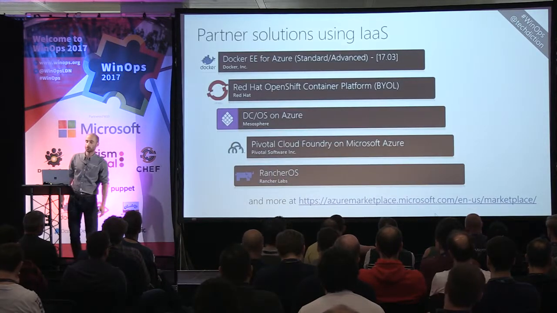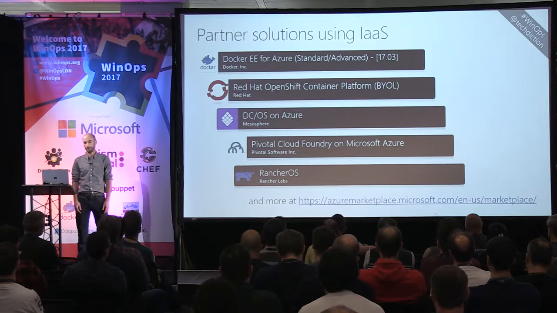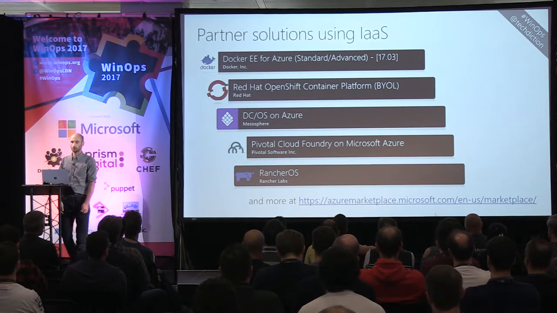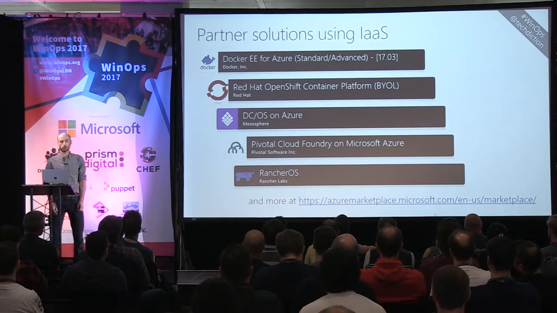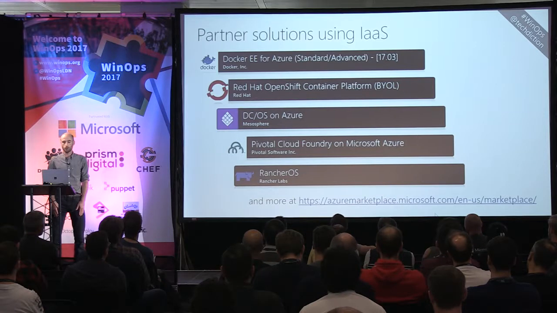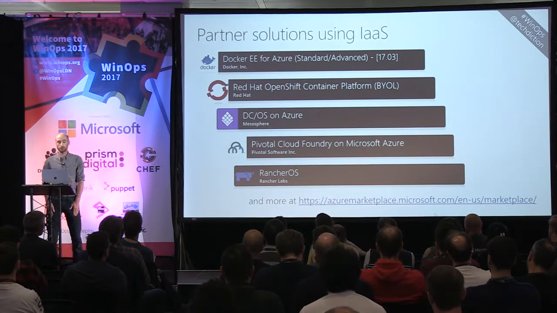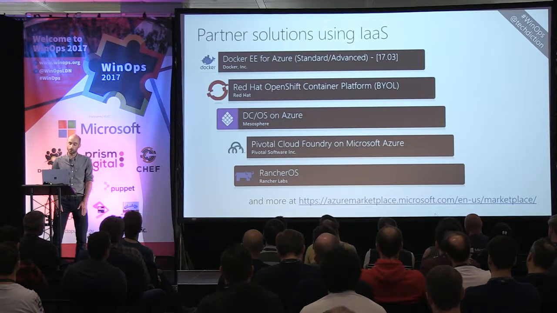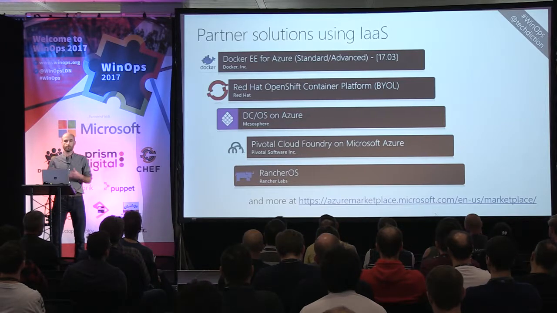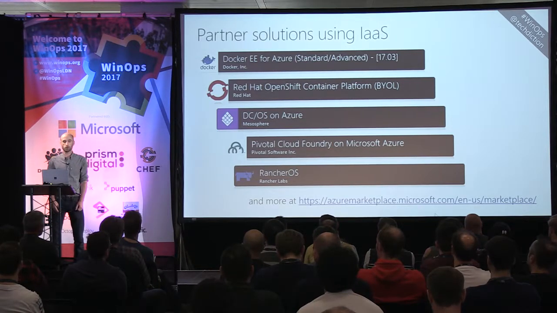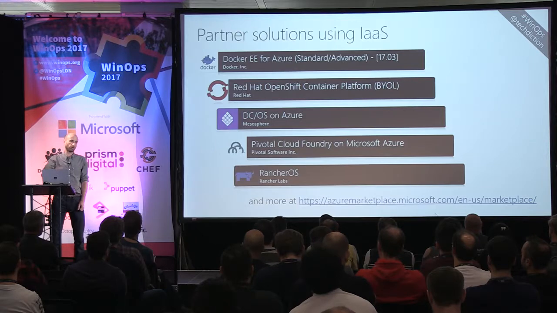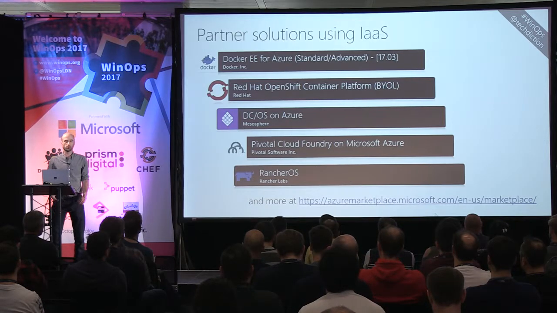Then we've got some partner solutions that also use virtual machines. Docker Enterprise Edition includes Docker Trusted Registry and their Universal Control Plane. I'm sure if you go and speak to them on the stand downstairs, they'll tell you a lot more about that. Red Hat OpenShift container platform. Mesosphere have a DC/OS solution in there. We've got Pivotal Cloud Foundry, Rancher. All these various vendors have got solutions in the Azure marketplace. You just go and deploy them. Dead easy. But ultimately, they are all virtual machines.